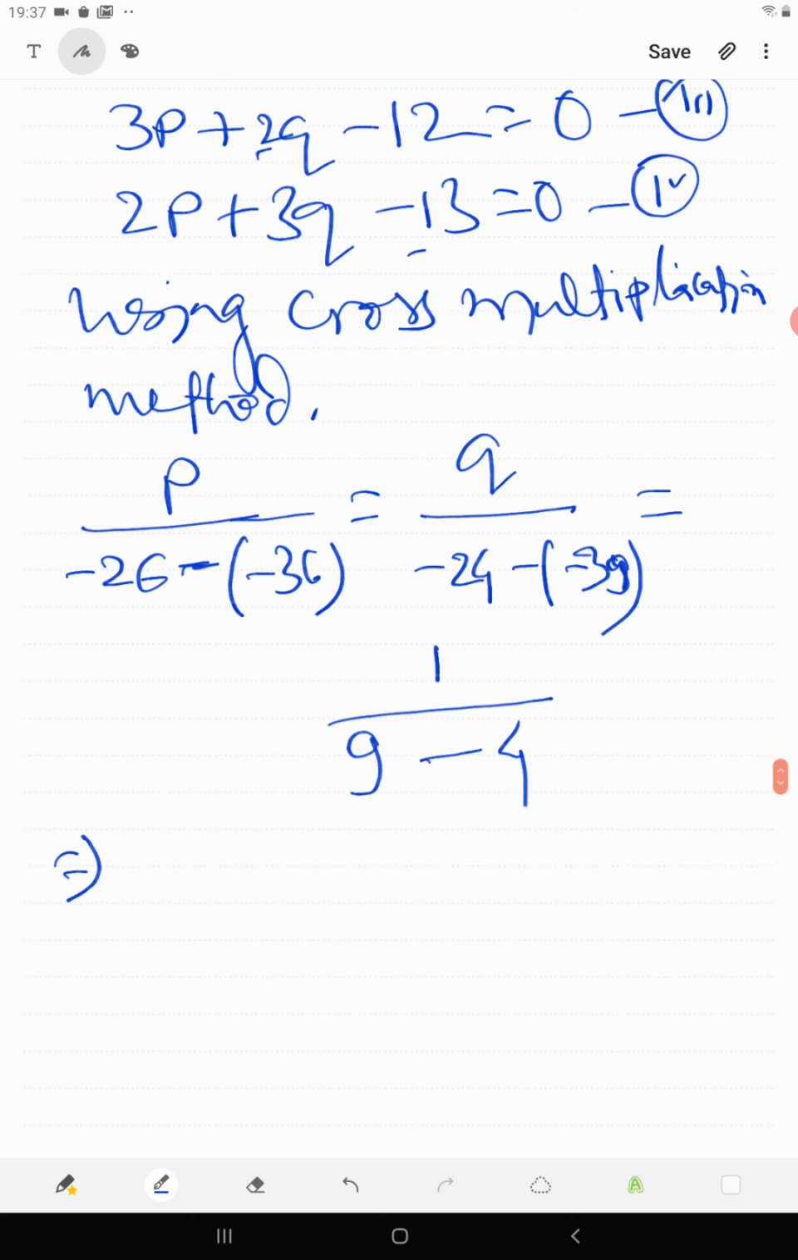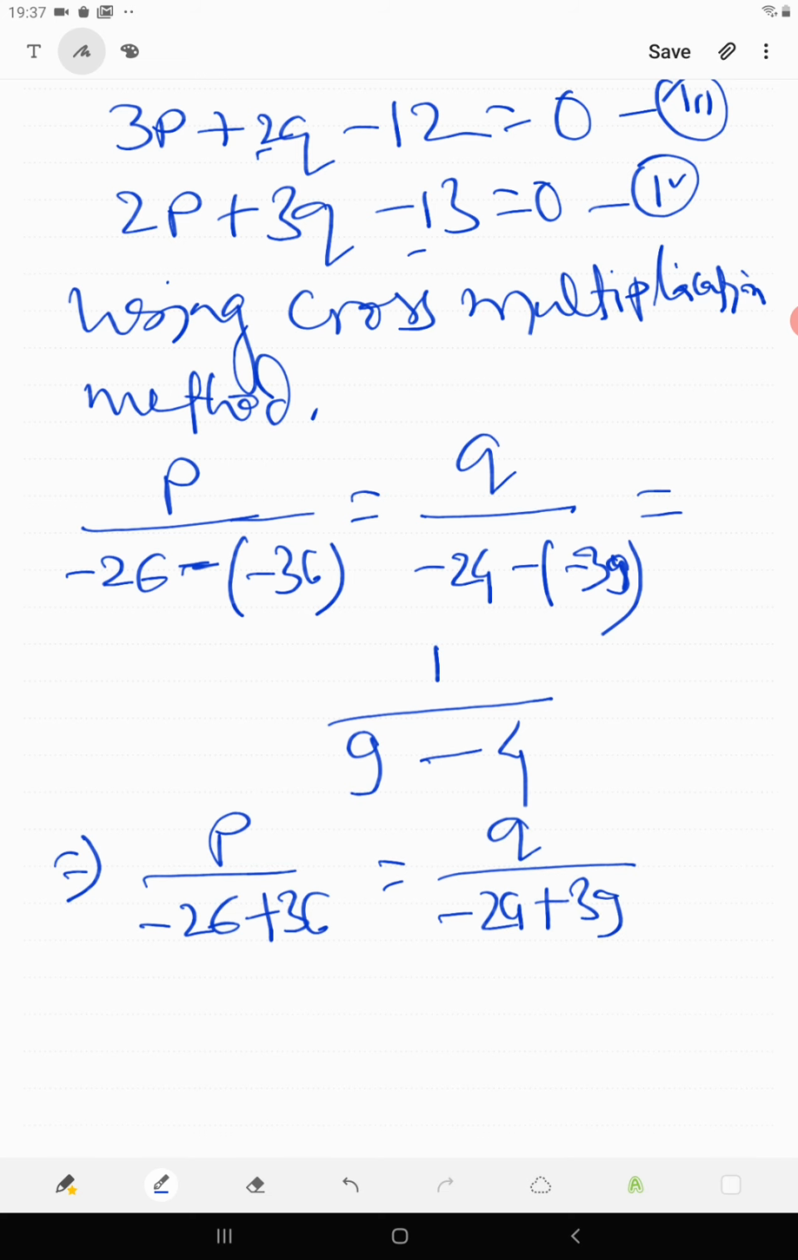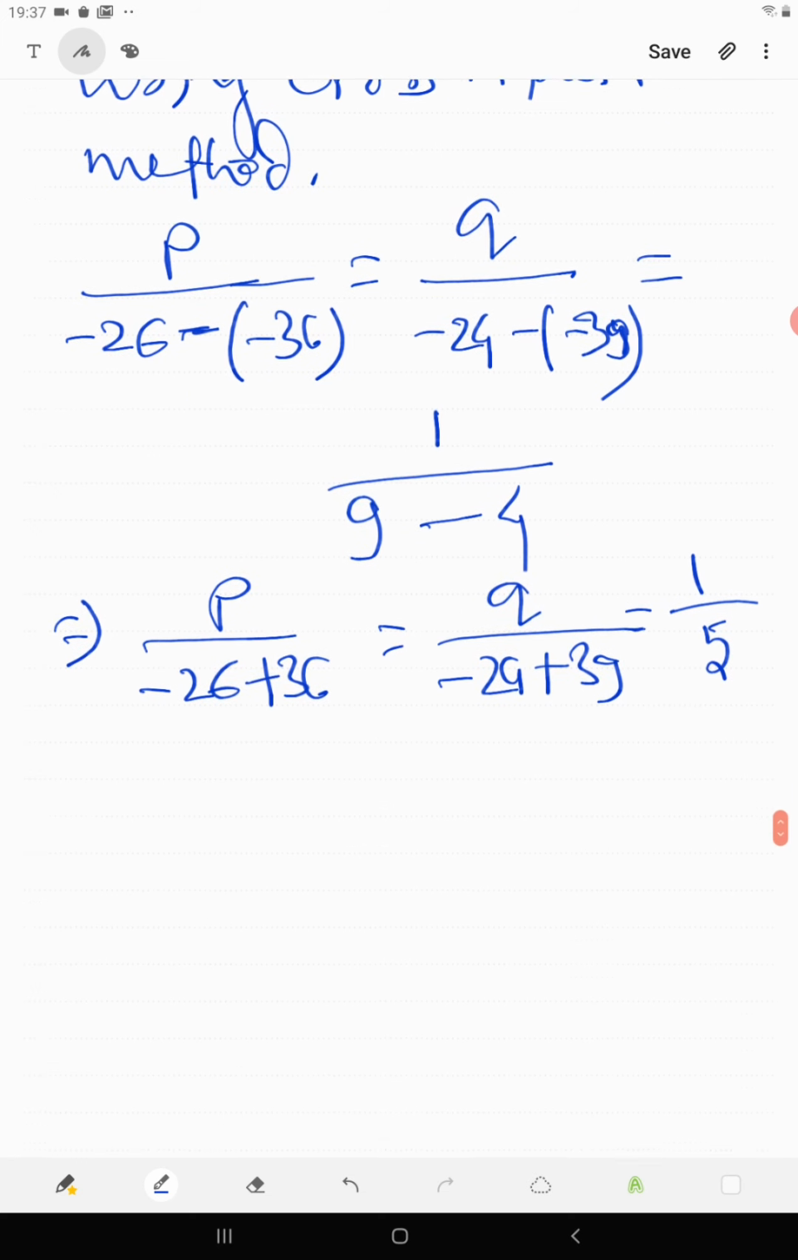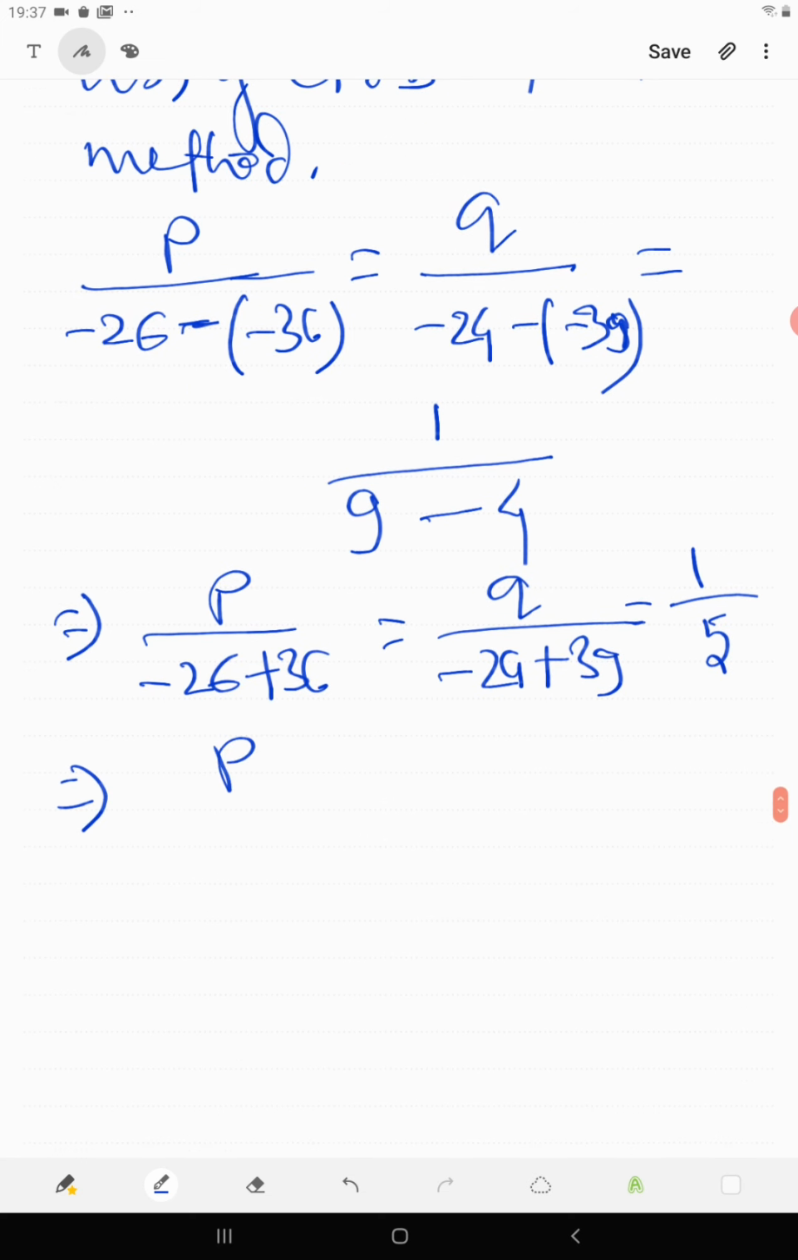So what we are getting is p divided by minus 26 plus 36 equals q divided by minus 24 plus 39 equals 1 divided by 9 minus 4, which is 5. So p divided by minus 26 plus 36, which is 10, equals q divided by minus 24 plus 39, which is 15, equals 1 by 5.